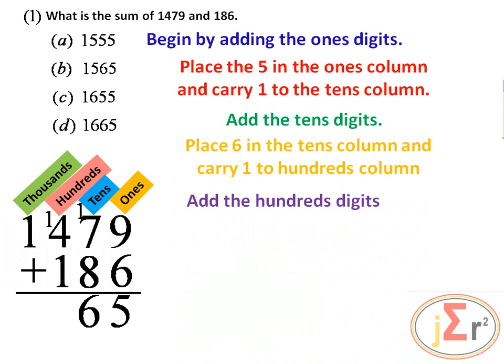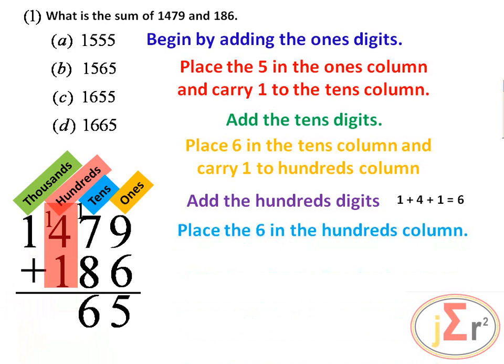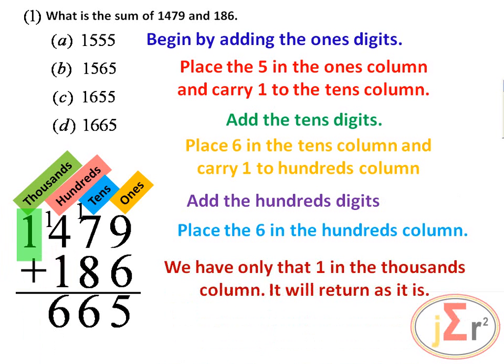And students like to add like this when they do not have anything to carry at all. Add the hundreds digits. What do we get? 6. Right, so 1 plus 4 plus 1 is equal to 6, and we do not have anything to carry. So place 6 in the hundreds column. If we are adding the hundreds digits, then the result must be placed in the hundreds column. And finally, there's nothing to add to that 1. So we have only that 1 in the thousands column. It will return as it is.